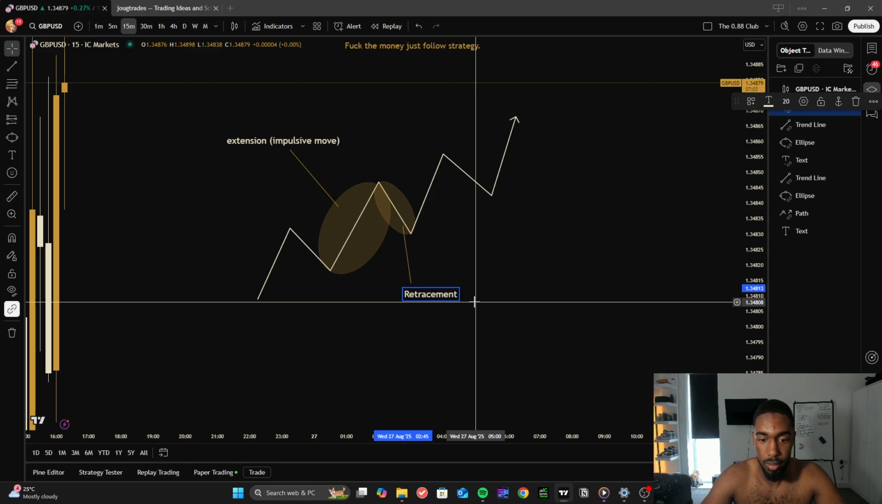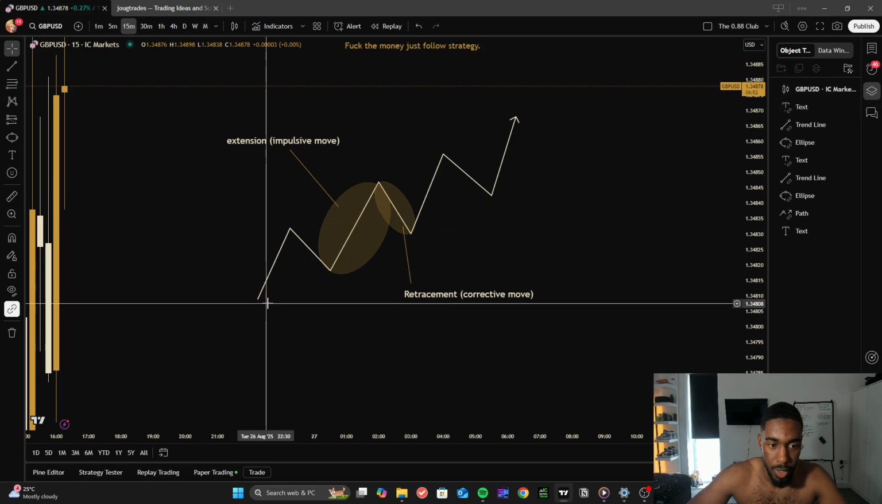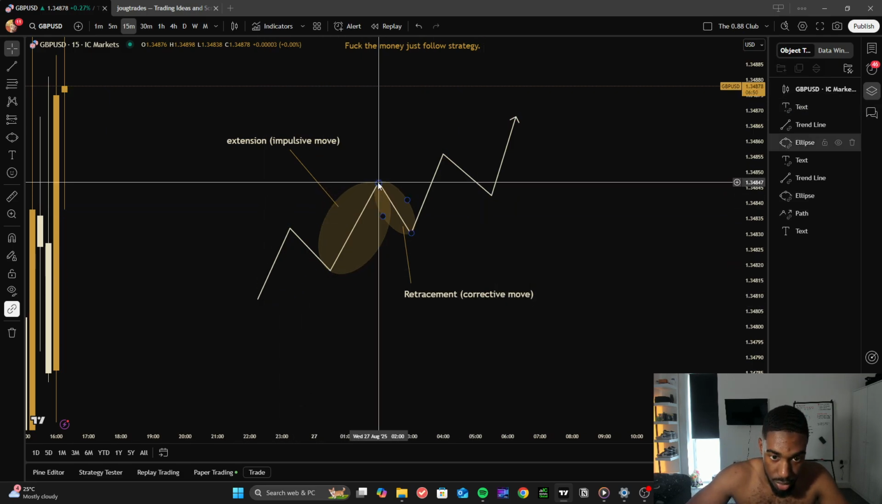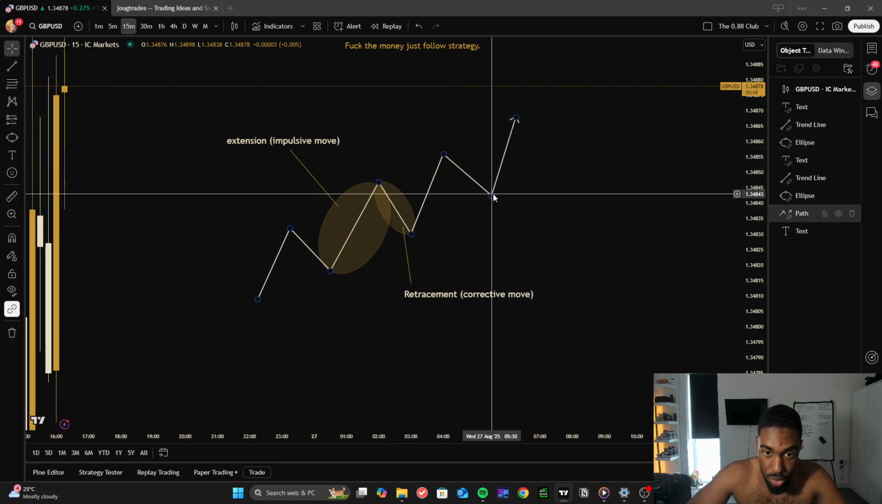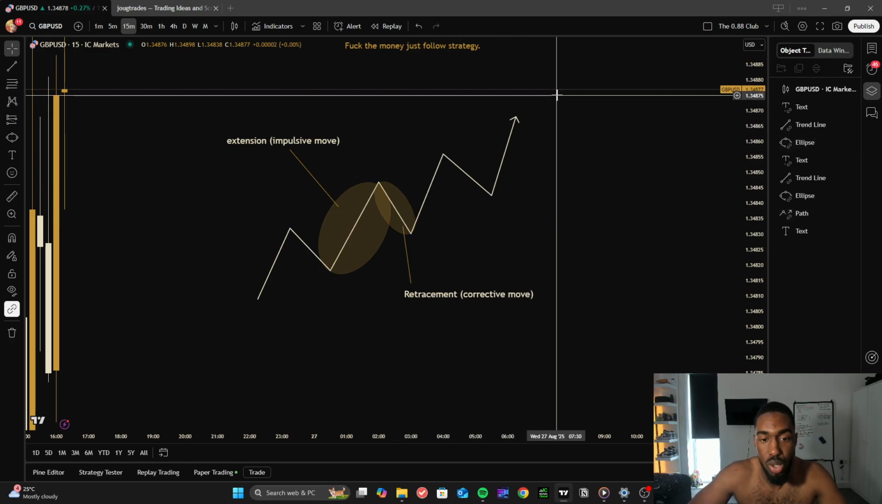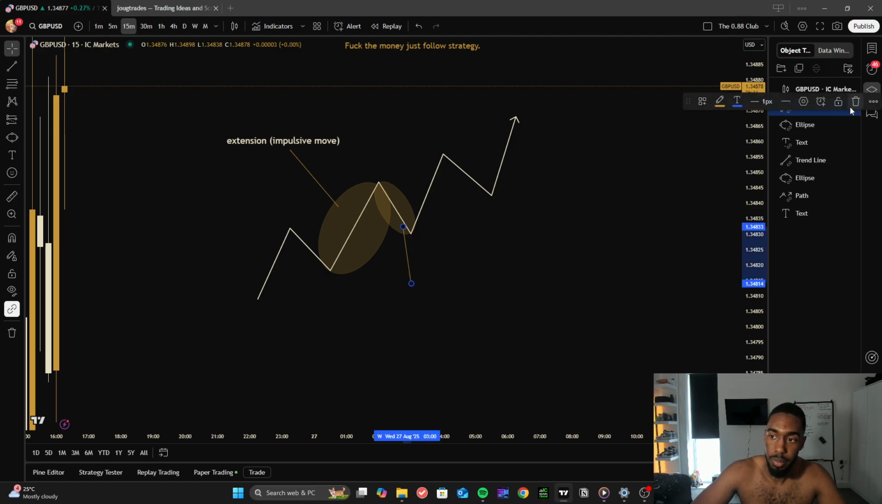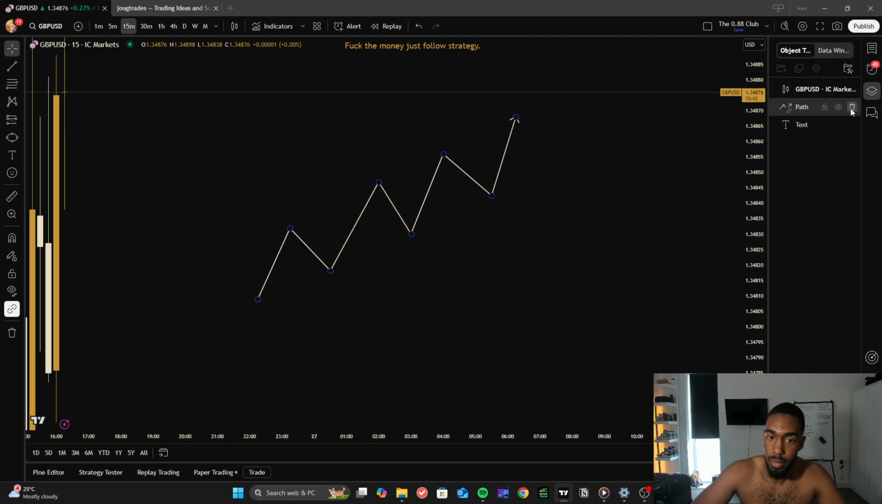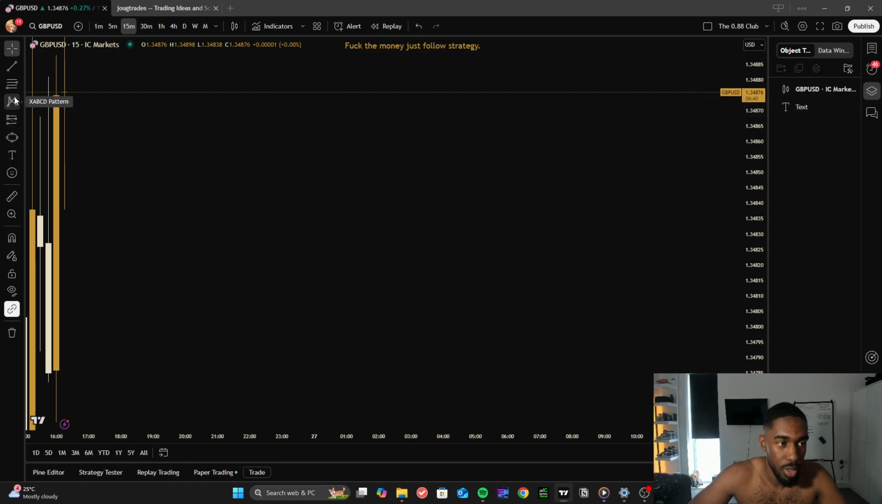Retracement, also known as corrective move. So cool. Extension, retracement, extension, retracement, extension, and so on. Cool. And I'll quickly look at it for a bearish scenario as well, but I won't mark it out because you should know by now.